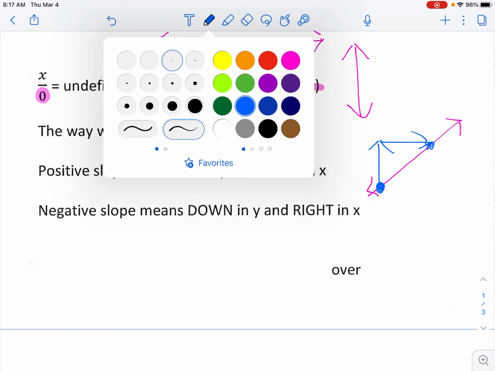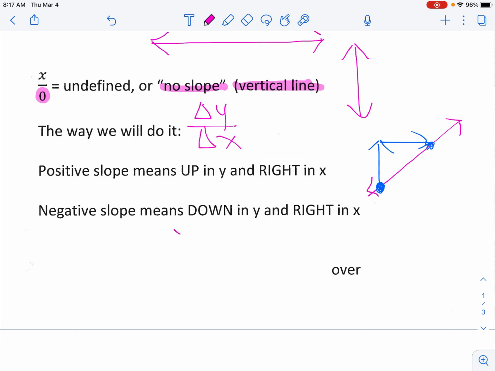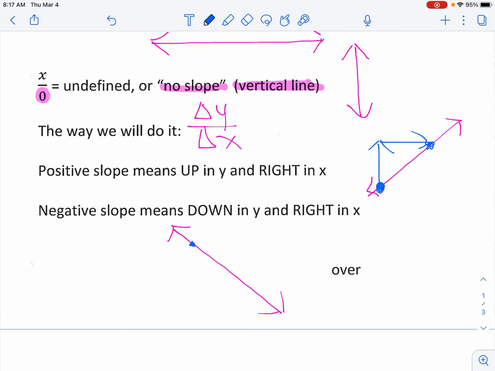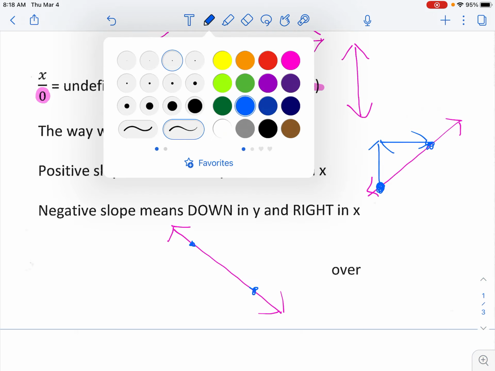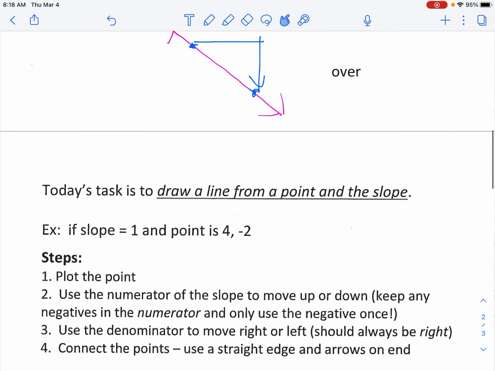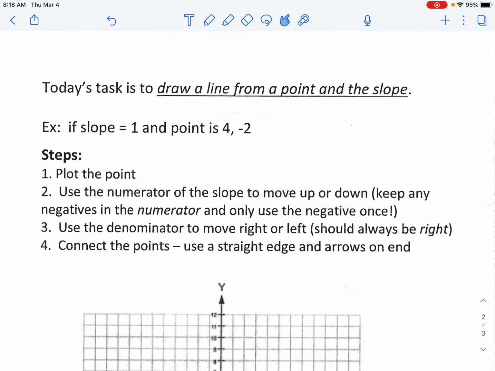If your slope is negative, that means that your slope is going down. So if I choose 2 random points on this line, that means that your point is moving to the right, but your y is dropping down. Okay, so instead of going up, it's going to be going down.